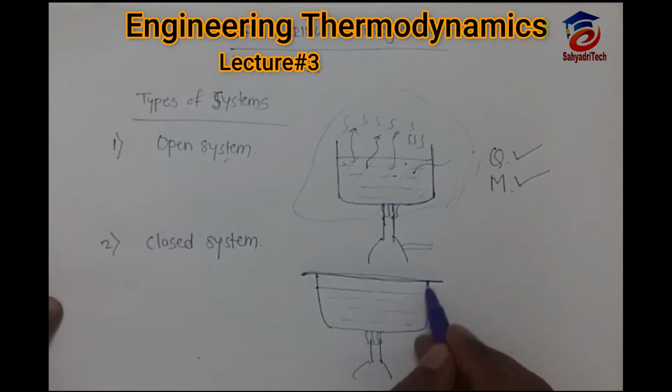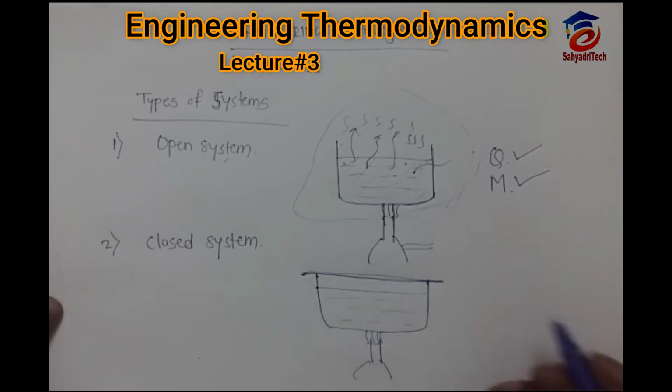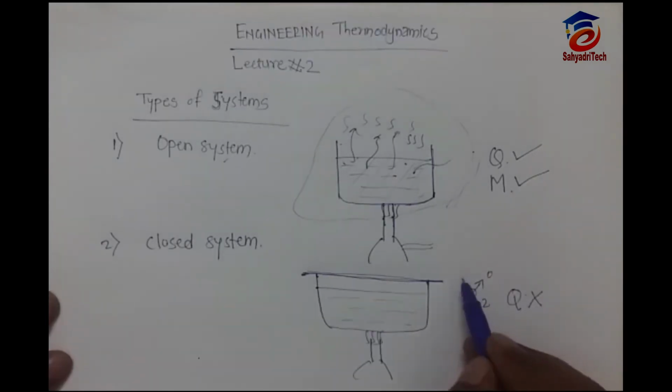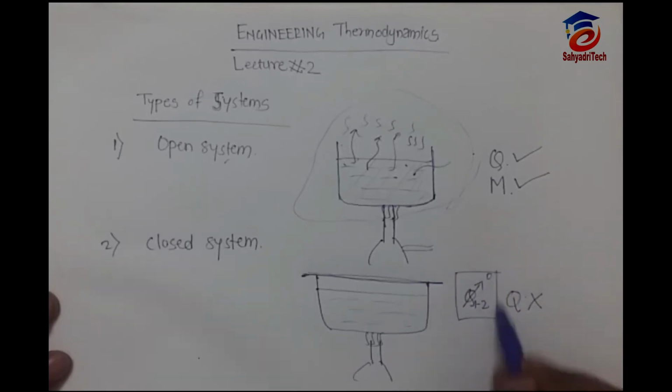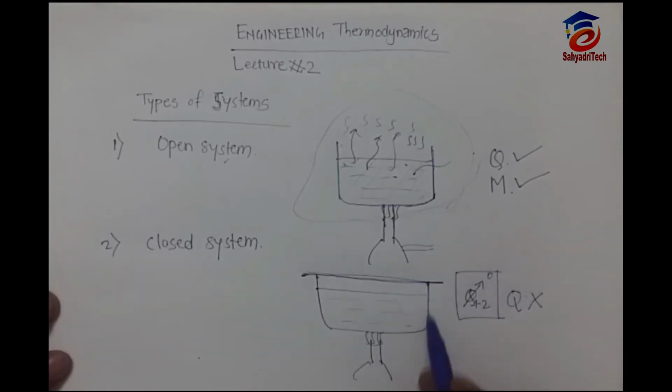But this is not an adiabatic boundary. What is meant by an adiabatic boundary? Q will be 0; the heat transfer will be 0 in that case. In an adiabatic system, Q will not transfer. But here the boundary is not adiabatic. It is diathermic, so Q will transfer through this boundary.